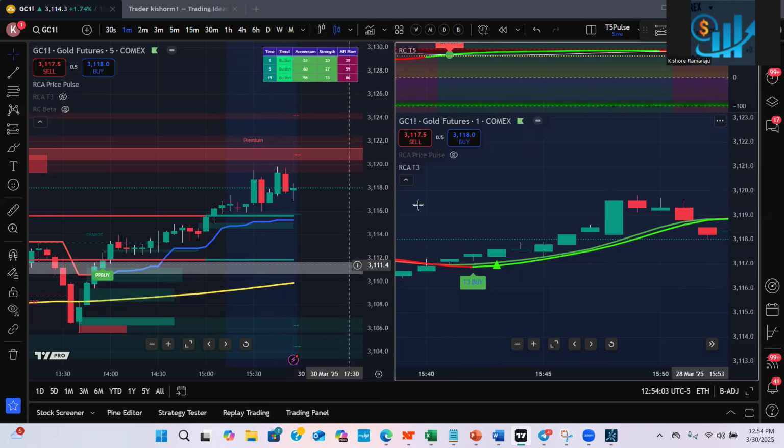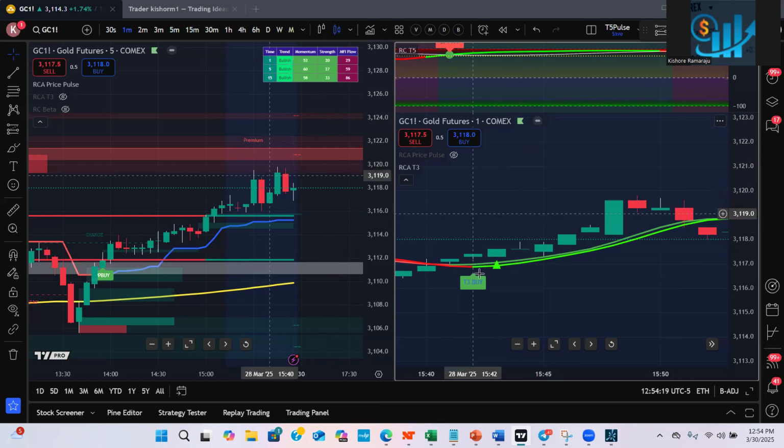Generally, in ES every day you will have a lot of liquidity. If you just follow ES or GC, that is good enough. NQ, sometimes the candles can be huge, so you can avoid NQ. But if you follow the strategy with ES, you will be very, very successful.